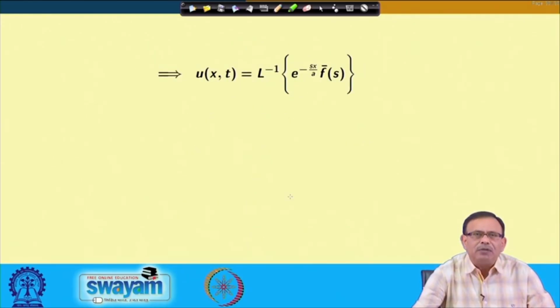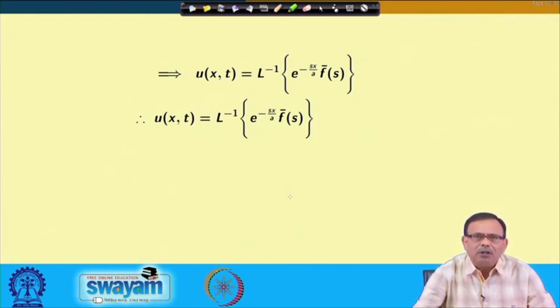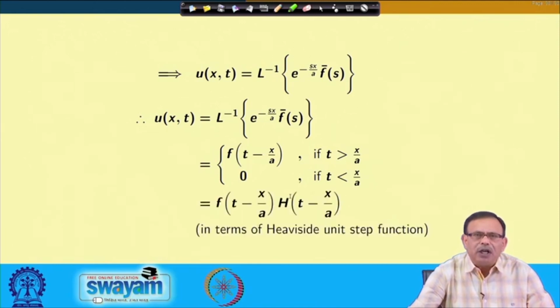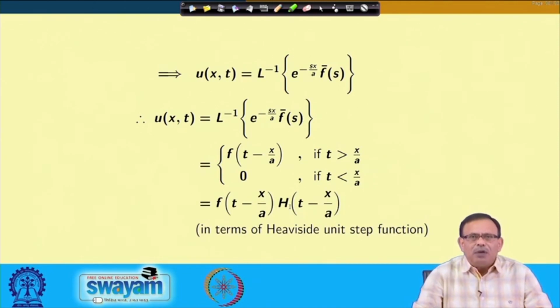So, u(x, t) I can write down using inversion as the Laplace inverse of this function. I am writing e power this into f bar(s), and whose value equals the function of t minus x by a if t is greater than x by a, and 0 for t less than x by a, which I can write in the form of f(t minus x by a) into h(t minus x by a), where h is the Heaviside unit step function.